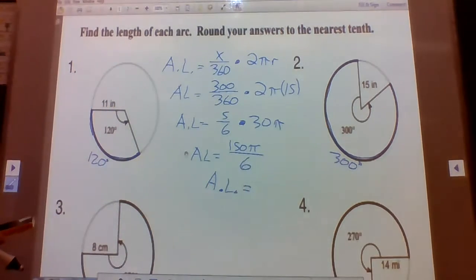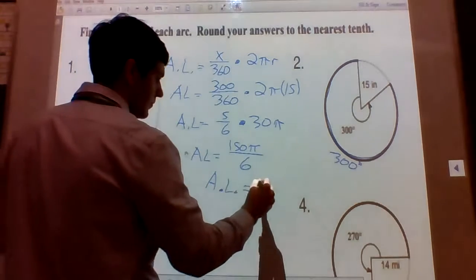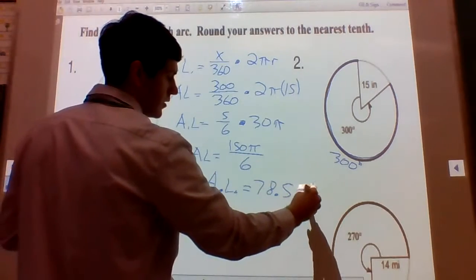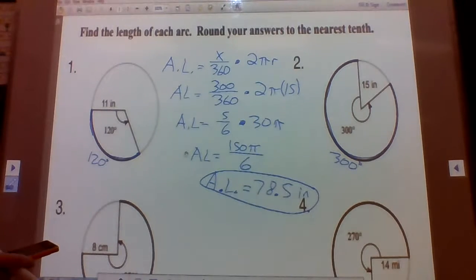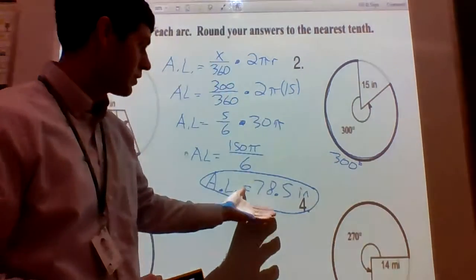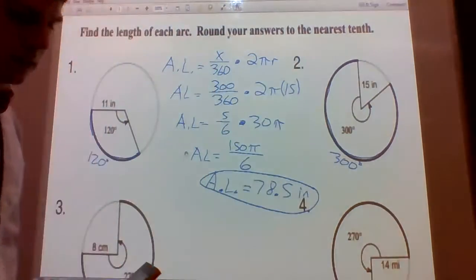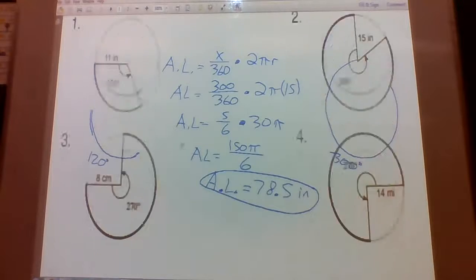Okay, so 150 times pi divided by 6 is going to give us 78.5 inches. So the entire circumference, 30 pi, is 94.2. Our piece is 78.5, which means the other piece is whatever 94.2478 minus 78.5 is.